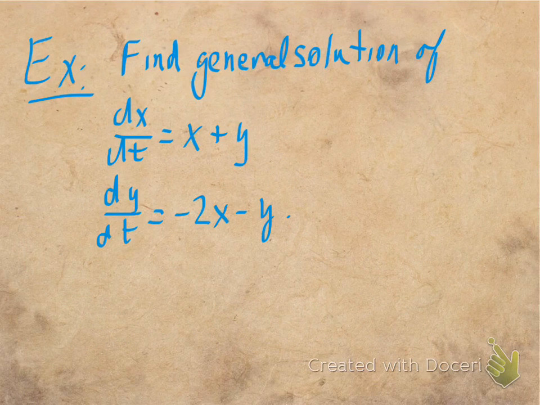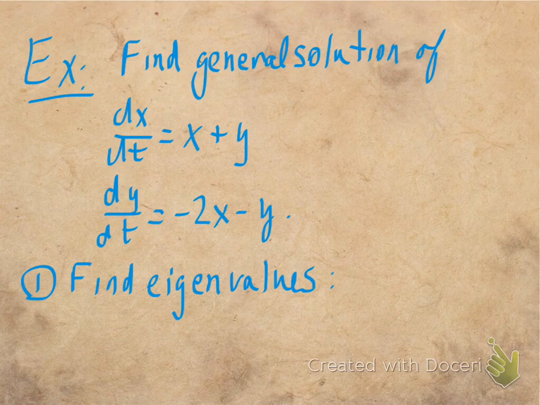Second example, find the general solution of dx/dt equals x plus y, and dy/dt equals negative 2x minus y. So again, please find the eigenvalues. Pause the video and do it. So in this case, you should have found that lambda equals plus or minus i. So we're in the case of complex eigenvalues and complex eigenvectors.